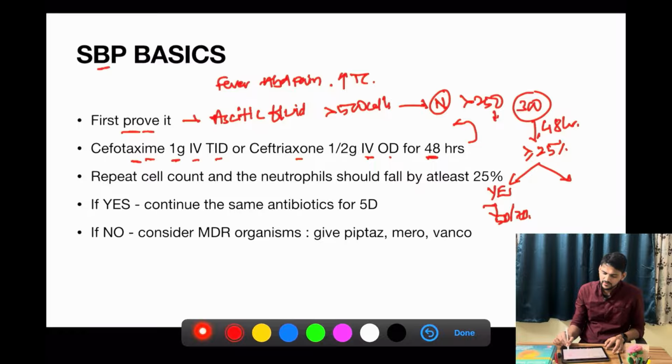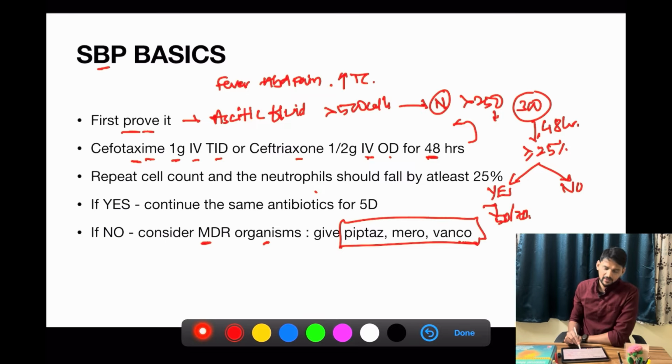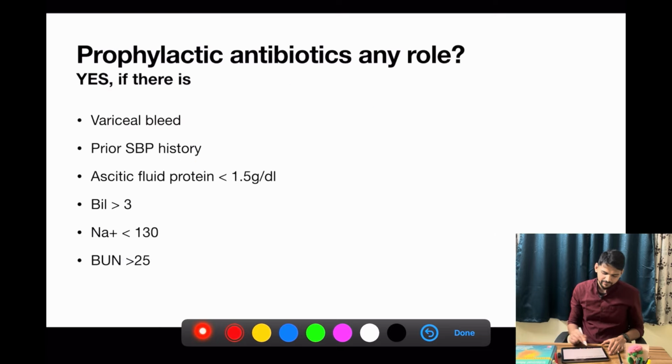If there is no proper response, in the sense no fall in the neutrophils by more than 25%, in the sense if there is no good response, we have to think of multi-drug resistant organisms. So we have to consider change of antibiotics to the broad spectrum ones like piperacillin, tazobactam, meropenem, vancomycin, etc., based on the suspected microbe. So these are the things we have to follow for spontaneous bacterial peritonitis. What about prophylactic antibiotics?